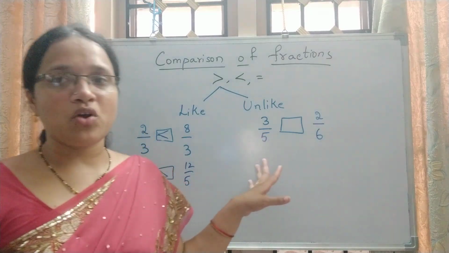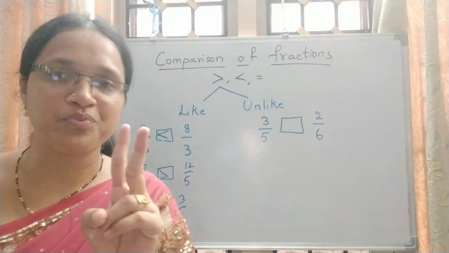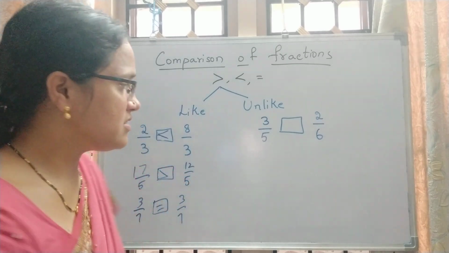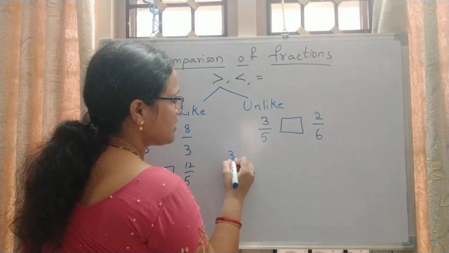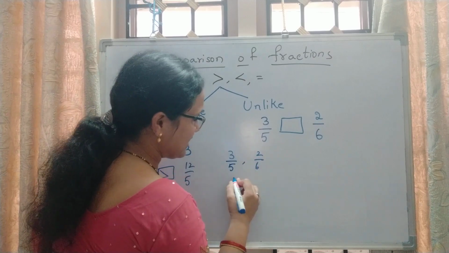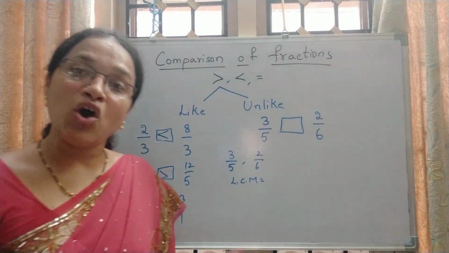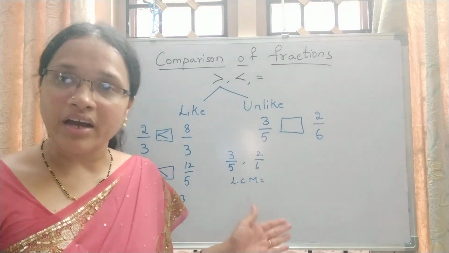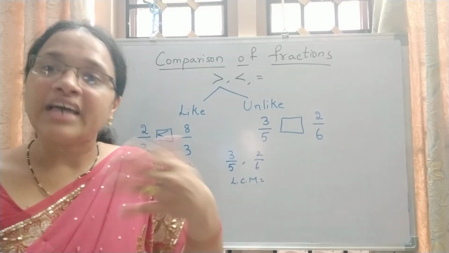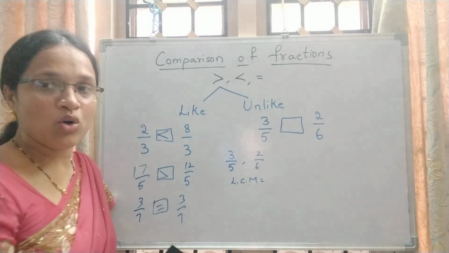Actually, for this process of unlike fractions, we have two types of procedures. The first procedure is, with 3 by 5 and 2 by 6, you need to take the LCM. Make the denominators equal. That means you are converting unlike fractions to like fractions, and then we will compare the numerators. That is the first procedure. So let us see how that procedure follows.